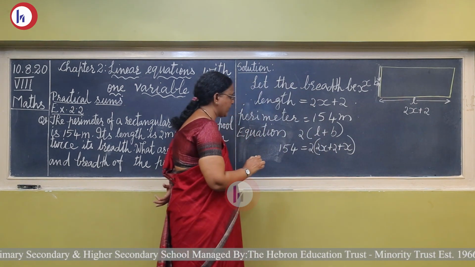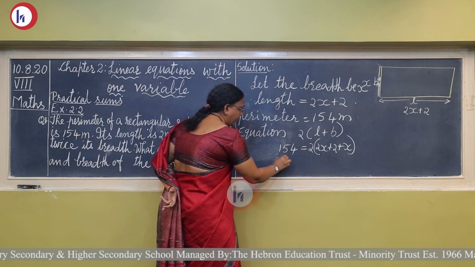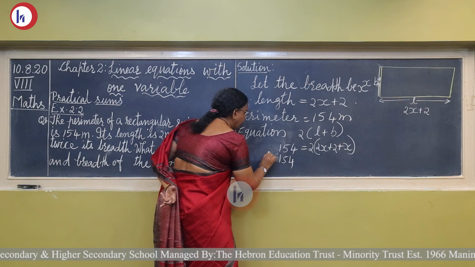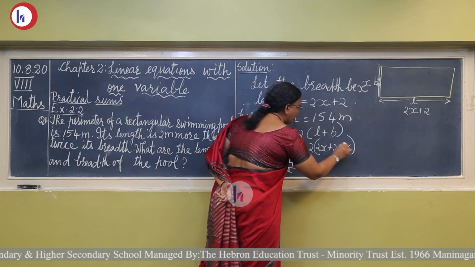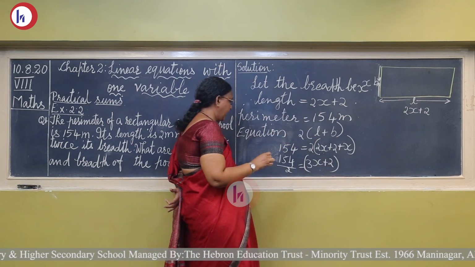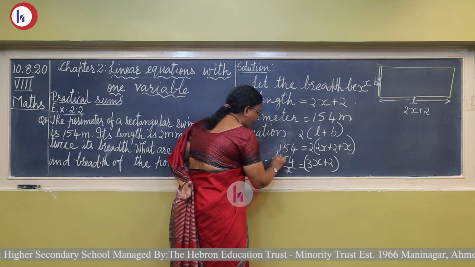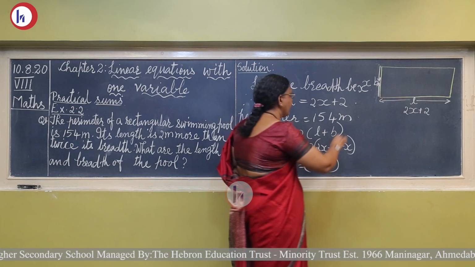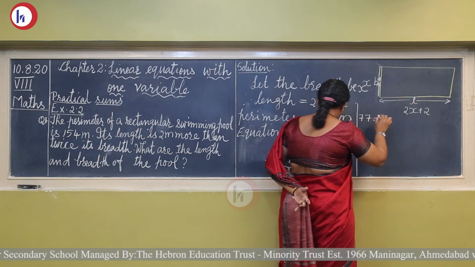Now solve the equation. Here 2 is multiplied with this, so we can make it a divide here. So 154 upon 2 is equal to, here also you can add, 2x plus x is equal to 3x plus 2. Now again solve it. 154 can be written as, use the cancellation method, 7 2s are 14, carry 1, so again 7 2s are 14, so 77. So we get 77 is equal to 3x plus 2.